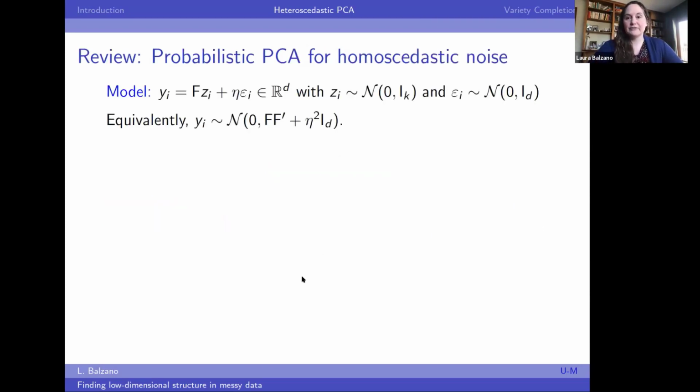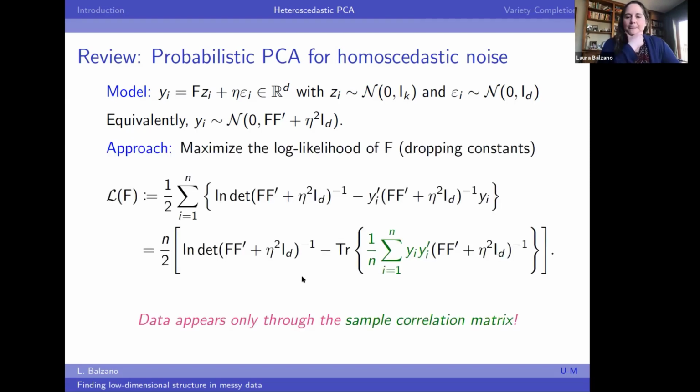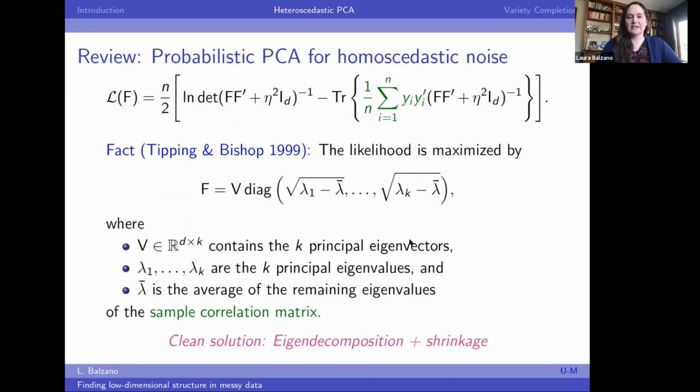Okay, so as a little review, in homoscedastic noise, meaning when all of the data have IID noise of a given variance, there's a formulation of probabilistic PCA which takes the log likelihood of this model and rearranges until we see that the data only appears through the sample covariance matrix. And in fact, we can then use the singular value decomposition of this sample covariance matrix in order to find the maximum likelihood. This is a classical result by now: in order to estimate this matrix F, the components times the amplitudes, we just need the principal eigenvectors of the covariance matrix and then some shrunk eigenvalues.